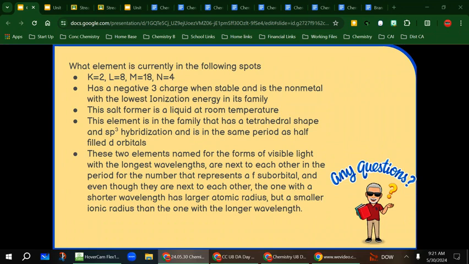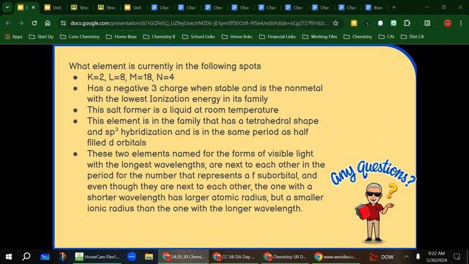This element is in the family that has a tetrahedral shape and sp3 hybridization. Now, I don't have to tell you sp3 hybridization, because the only way you can have sp3 hybridization is to be tetrahedral. But what family are we talking about? The carbon family. And it's in the same period as a half-filled d orbitals. Now, again, how many electrons fill the d orbitals? 10. Half-filled would mean 5. Carbon family, period 5: 2, 3, 4, 5. That would be where tin is, 50.